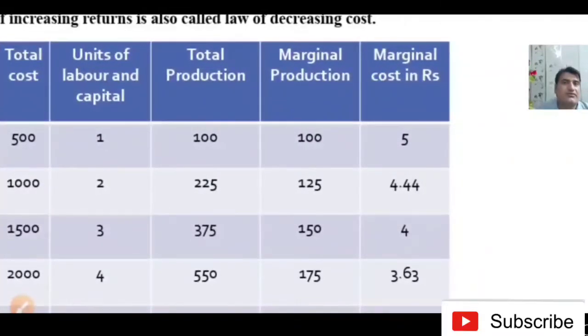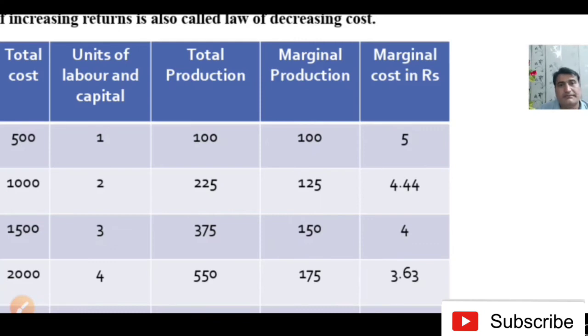Assume that the cost of one dose of labor and capital is 500. By applying one dose of labor and capital, the total production is 100 and marginal production is 100 and marginal cost is 5 rupees. By applying the second dose of labor and capital, the total cost is 1000 and total production is 225 and marginal production is 125 and marginal cost is 4.444. By applying the third unit of labor and capital, the total production is 375 and marginal production is 150 and marginal cost is 4 rupees.